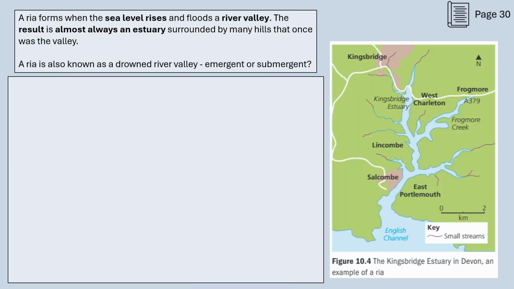So first up is a coastline called a ria, which forms when sea levels rise and flood a river valley. The result is almost always an estuary surrounded by many hills that once was the valley, an estuary being where the river meets the sea. The ria is also known as a drowned river valley. So do you think this is an emergent or submergent coastline? Well, if you thought submergent, then well done. Rias are an example of a submergent coastline, the clue being sea level has risen.